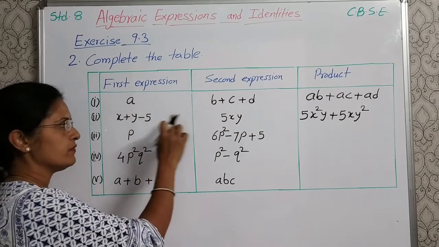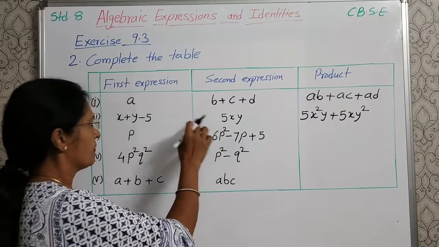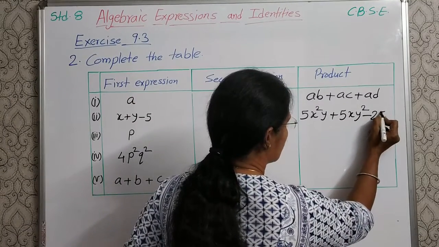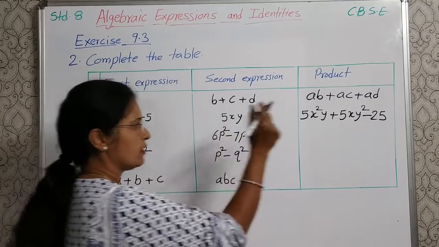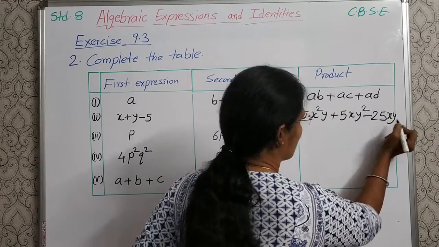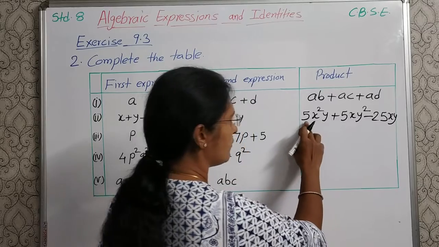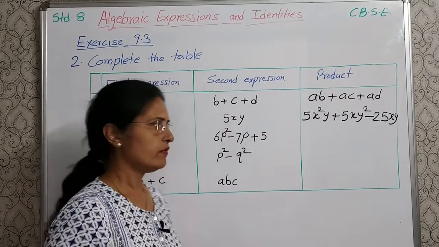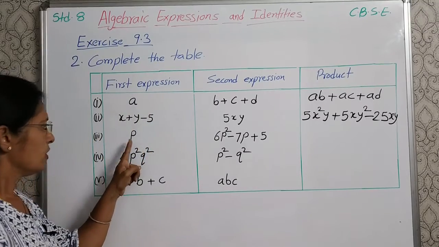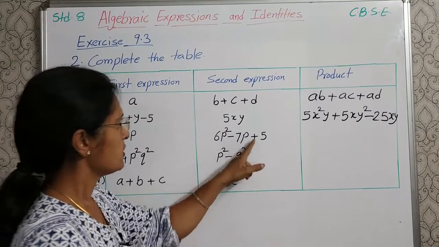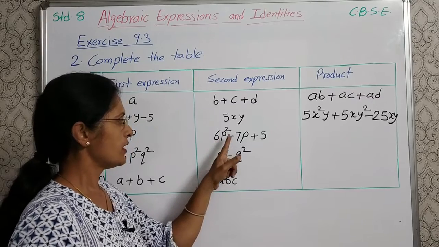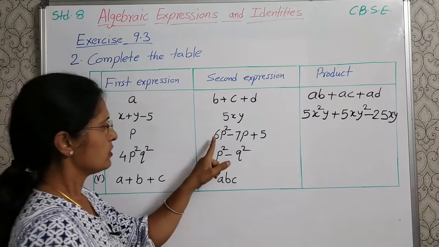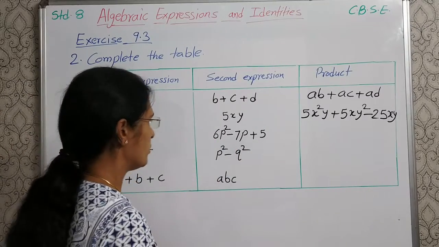Next, minus 5 into 5xy. So minus 5 into 5 is minus 25 and xy with that. So this is the product, 5x square y plus 5xy square minus 25xy. Third, p into this second expression, 6p square minus 7p plus 5. Now multiply this p with each and every term of this trinomial.